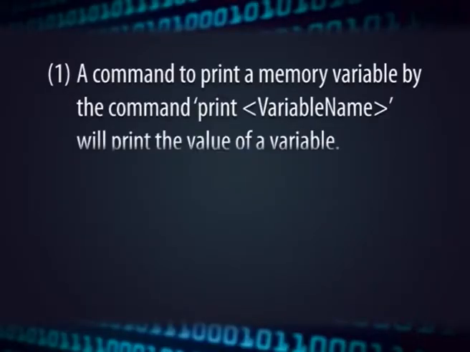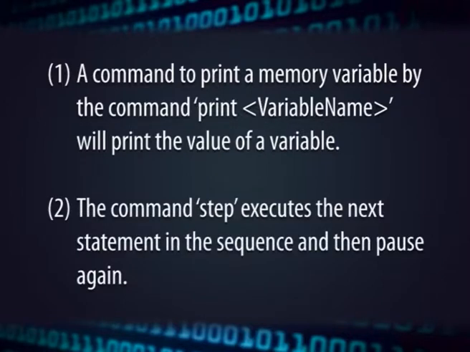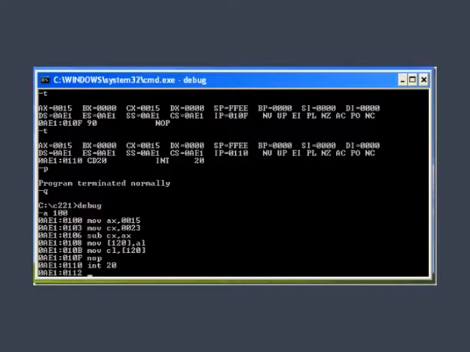Once you start the debugger, it will show you the code for one statement in your program, execute the statement and then pause. When the debugger is paused, you can tell it to do only two things. A command to print a memory variable, print variable name, will print the value of the variable, and second, the command step executes the next statement in the sequence and then pauses again. If the debugger is a console debugger, you must type these commands at the debugger prompt.